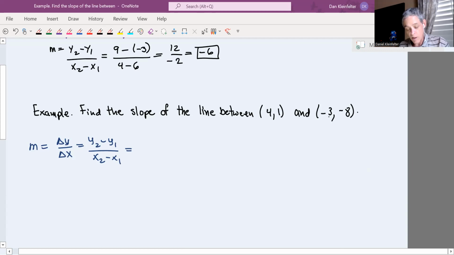Okay, this time I'm going to go left to right just because I feel like it. 1 minus negative 8 in the top, those were both y's, and then 4 minus negative 3 in the bottom. Okay, 1 minus negative 8 is 9, and then 4 minus negative 3 is 7. So our slope is 9/7.